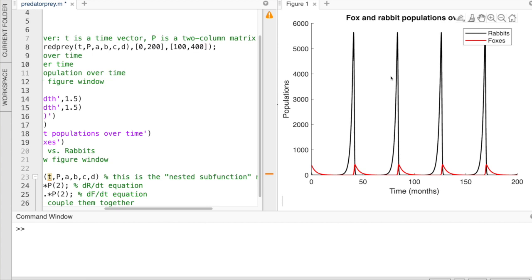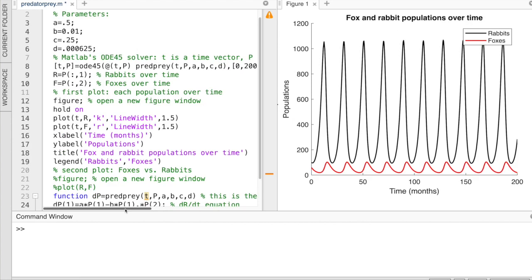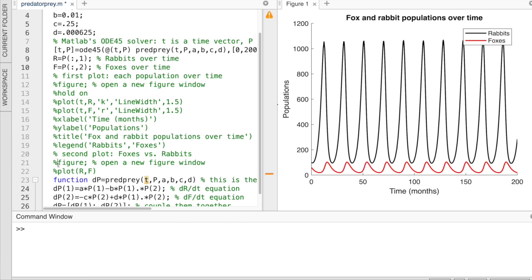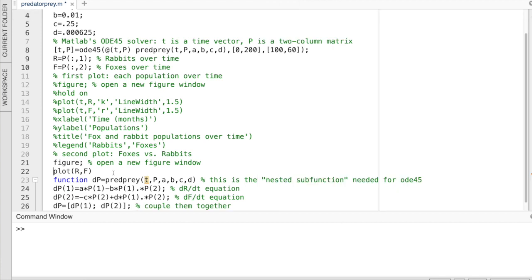Okay, let's go back to where we started. In this scenario, we have 100 rabbits and 60 foxes. Again, those aren't particularly special numbers, but that's just what we'll stick with for a minute. Let me now close this figure window. I'm just going to put comment symbols in front of all of these lines, and we will uncomment our second plot. Let me run this.